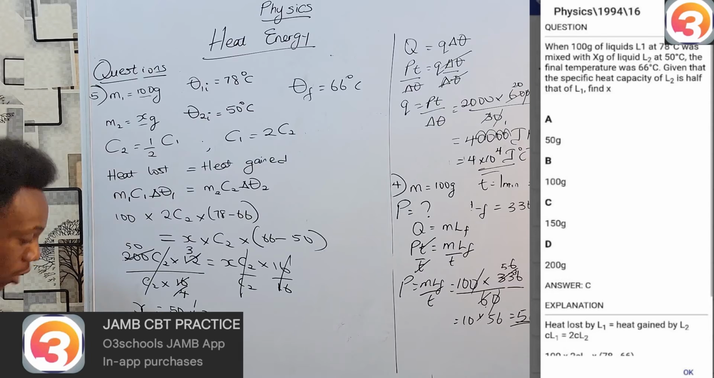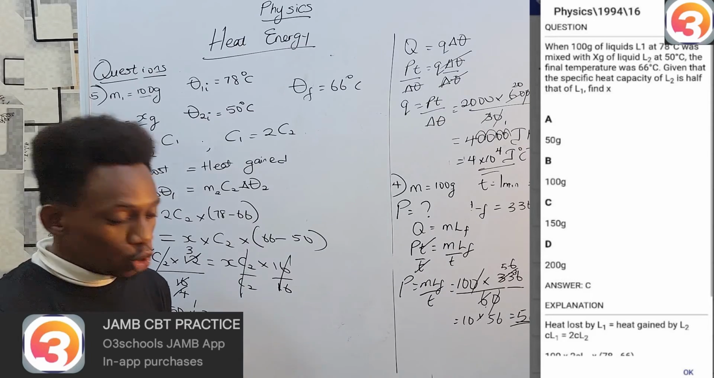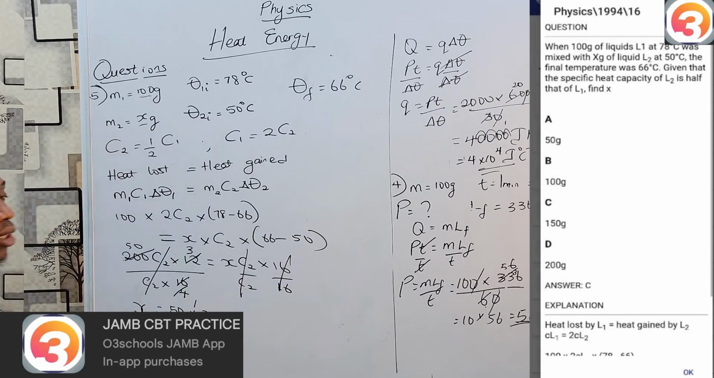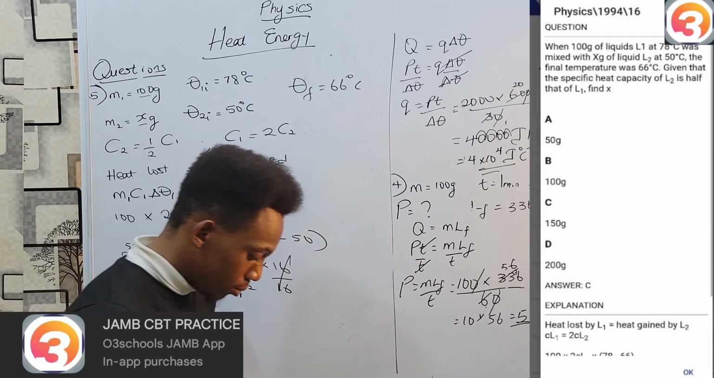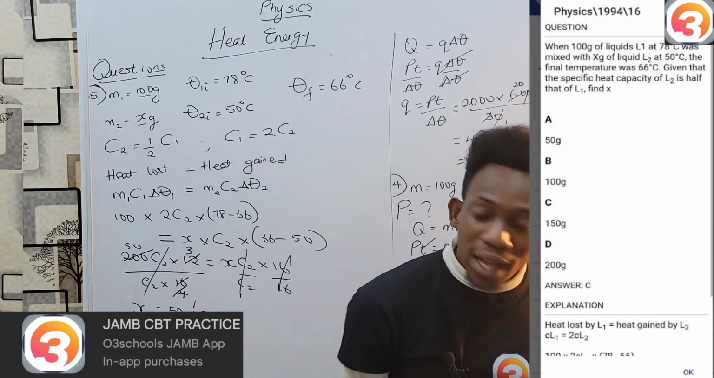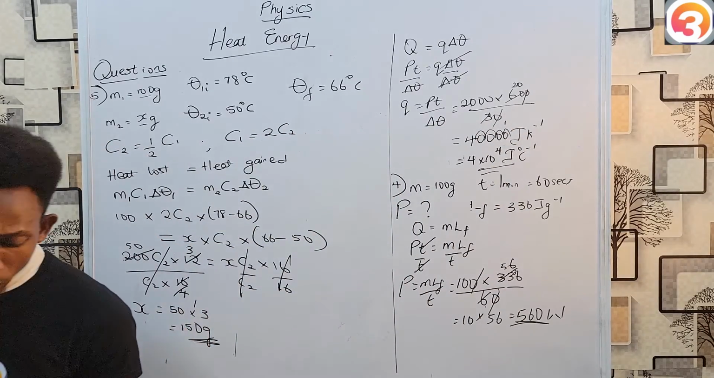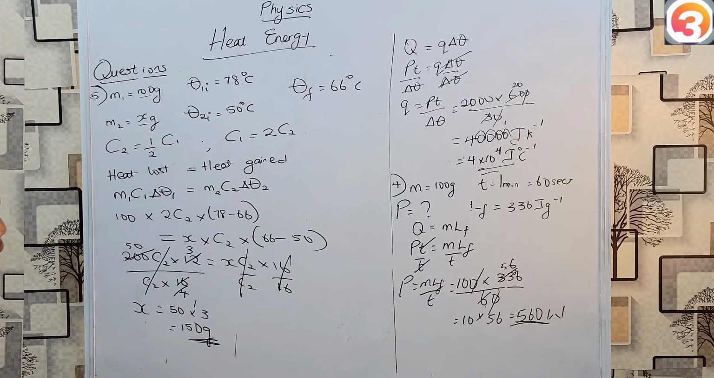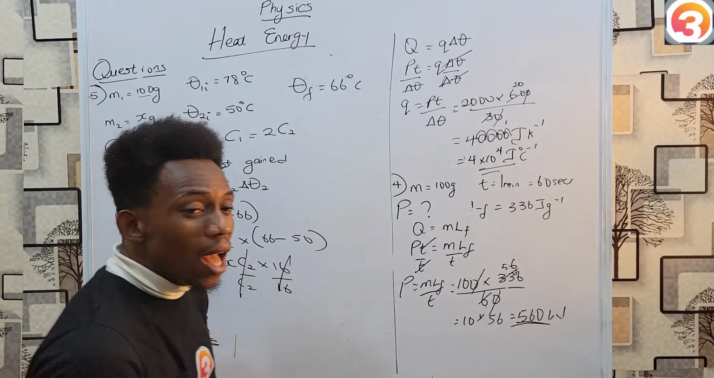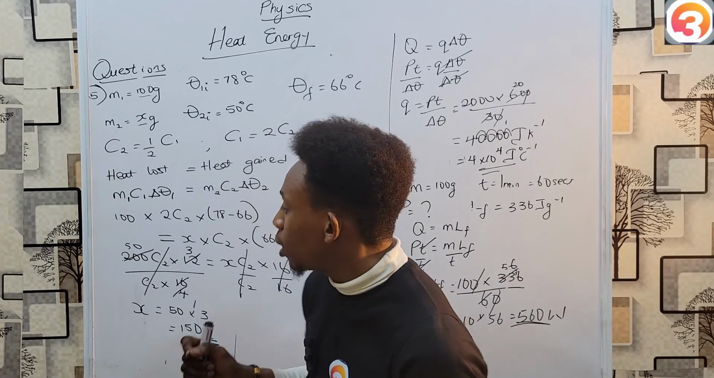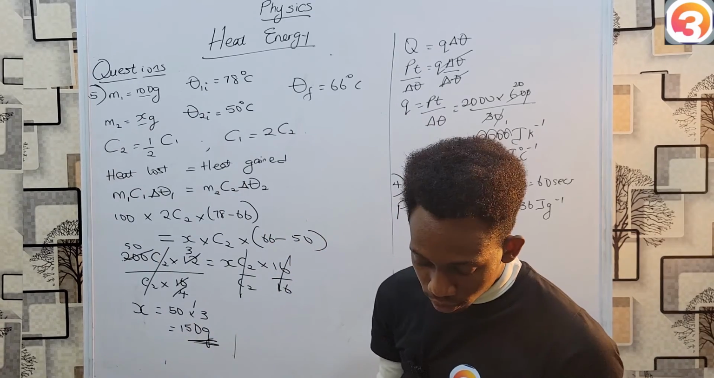And so if I go back to our trusty O3 Schools JAMB app, then I see my options and I know that my answer must be option C, which is 150 grams. And so you see, we've answered several questions and we understand now the way this goes. Just to round up, we shall take a look at just one simple theoretical question on this topic of heat energy.